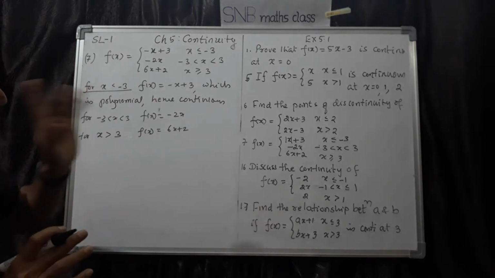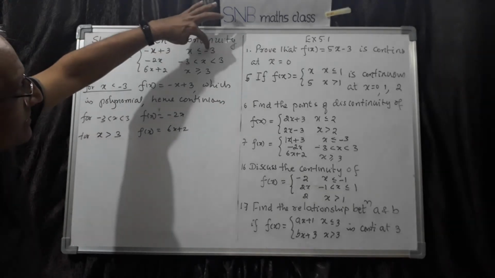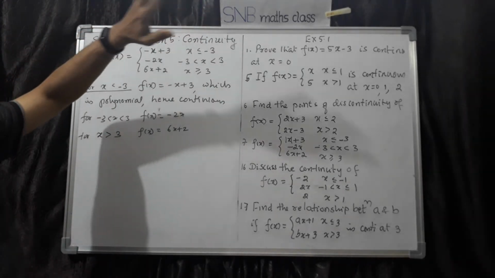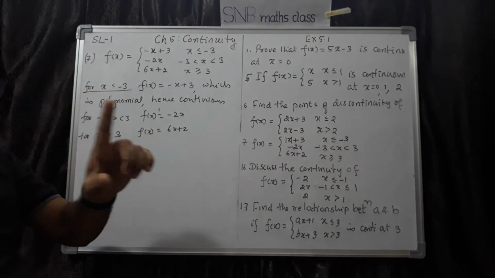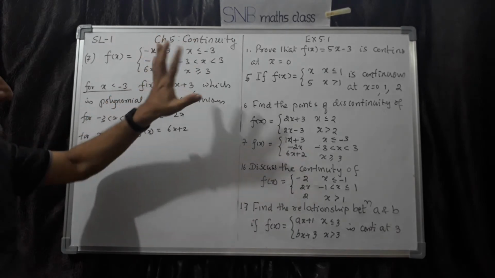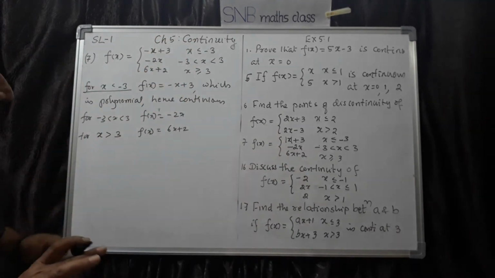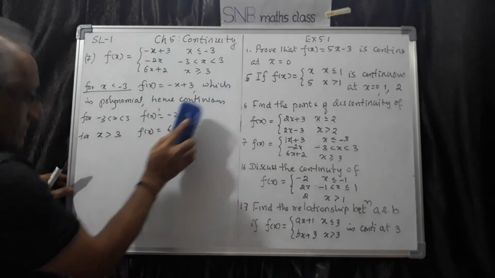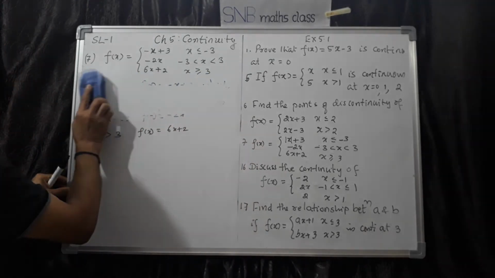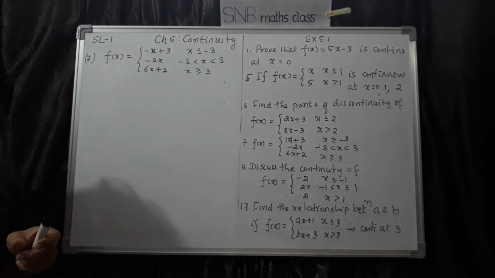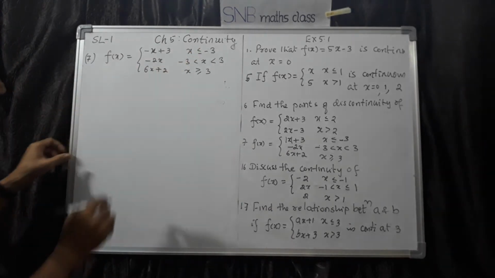Now how many points do I have to check? At this point minus 3 I have to check, that means I have to take the left limit and right limit. If they are equal, that is not sufficient, I have to find the value at x equal to minus 3. If that is equal to the limit, then it is continuous. Same thing for the second point. I will do one part, and remove this now because I need the entire board. The continuity I have discussed, now I have to discuss only at the points minus 3 and plus 3.